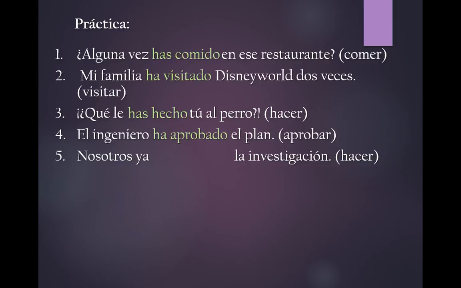Well, what's the form of haber that we need for nosotros? Well, if you remember from the previous screen, that would be hemos, H-E-M-O-S, hemos. And once again, the past participle of the verb hacer is one of your irregular ones, and that's hecho. So to say we have done or we have made the investigation, hemos hecho. Nosotros ya hemos hecho la investigación.